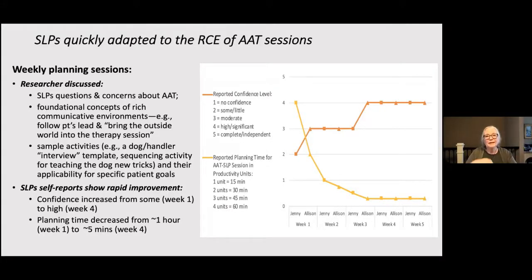During the weekly planning sessions, Martha responded to the SLPs' questions and concerns about AAT, talked about foundational concepts of rich communicative environments, and discussed sample activities and how they might be applicable for specific patients. And again, across these 6 weeks, we saw nice improvements in the SLPs' confidence, from only some confidence in week 1 to high confidence in week 4, and a decrease in their planning time from taking an hour in the first week to about 5 minutes from 4 weeks on.